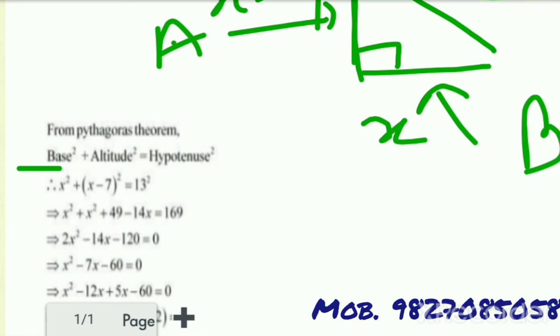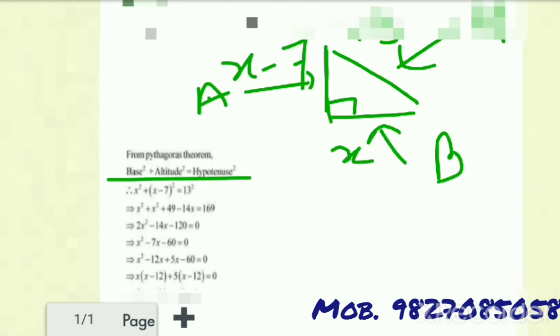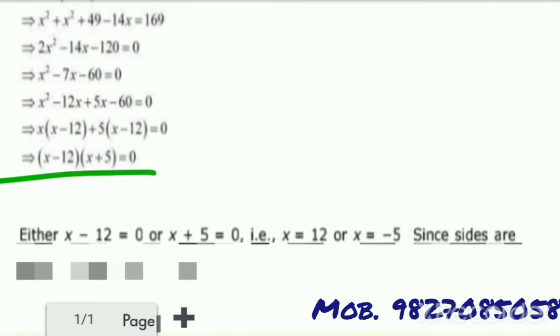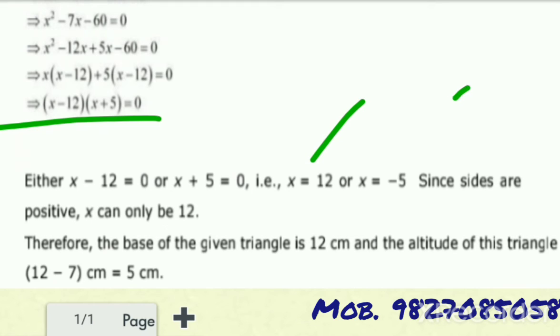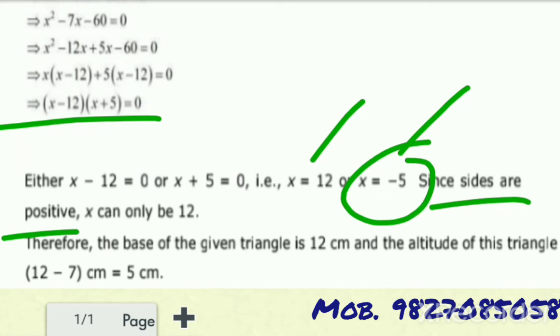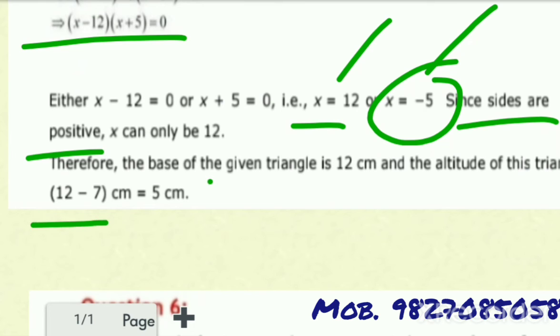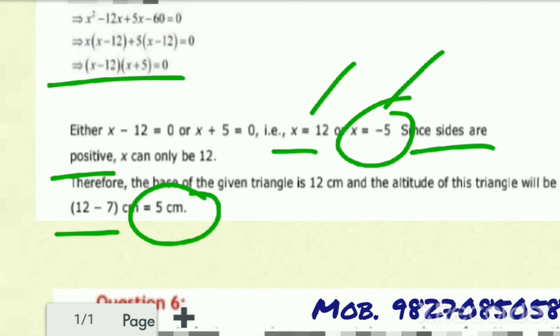The Pythagoras theorem is: square of base plus square of altitude is equal to square of hypotenuse. Put in the values of base, hypotenuse and altitude. So we get easily (x minus 12)(x plus 5) is equal to 0. Solve for x, so we get easily x is equal to 12 and x is equal to minus 5. Since sides are only positive, we have to remove the negative value and take x is equal to 12. Now the altitude of the triangle will be 12 minus 7 is equal to 5. This is the solution.